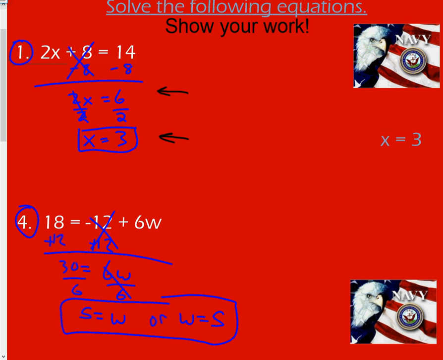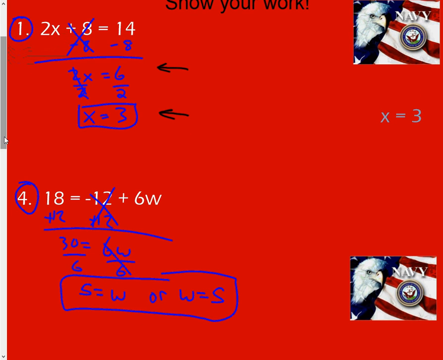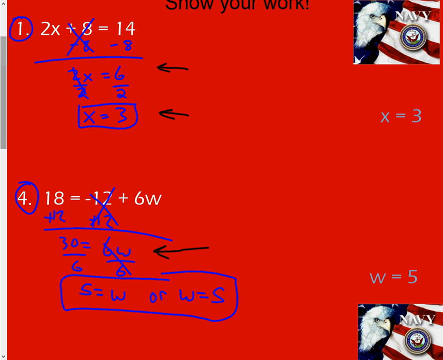Question number 4 here, which is the second one. I know we have the variable on the right side, but that's fine. We'll just start from the right side. First, we get rid of what's not attached. That's that negative 12. So the opposite is plus 12. So right here, I added 12 to both sides. You end up with 6w on the right side and 30 on the left side. And to undo 6w, that is 6 times w, we are going to divide by 6. It's the opposite of multiplying. And we can divide by 6 on the left side. And we end up with 5 equals w, which is the same as w equals 5. There we go.